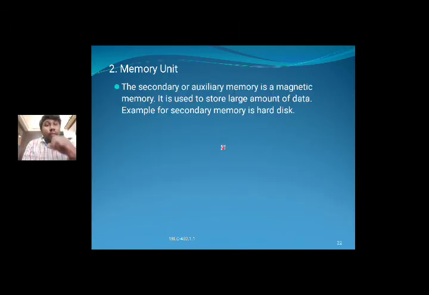And the secondary or auxiliary memory is the magnetic memory. It is used to store a large amount of data. An example of secondary memory is the hard disk. These are the important points about the memory unit.